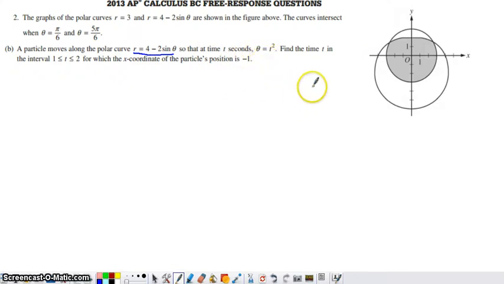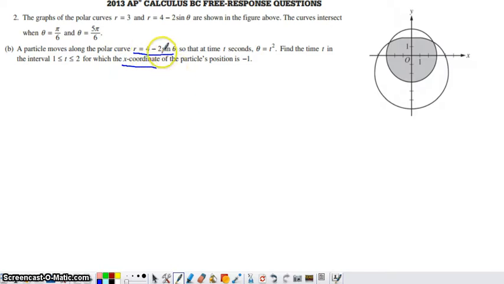We want to find the time t in the interval from 1 to 2 when the x-coordinate of the particle's position is -1. So this is kind of tricky here. We want to know when the x-coordinate of the particle's position is -1. First thing I want to focus on is this.